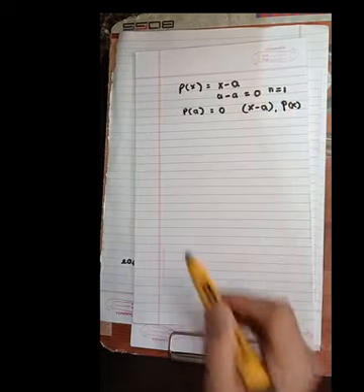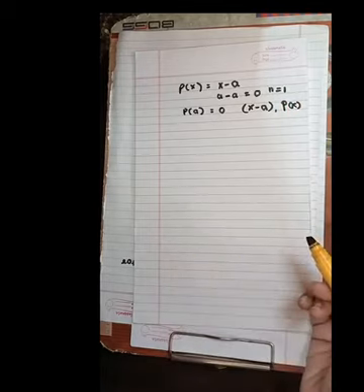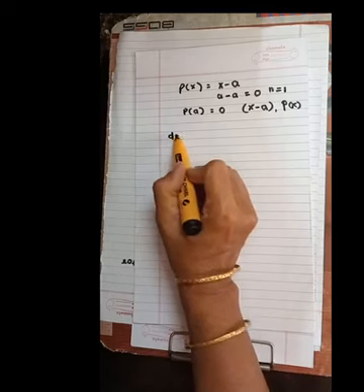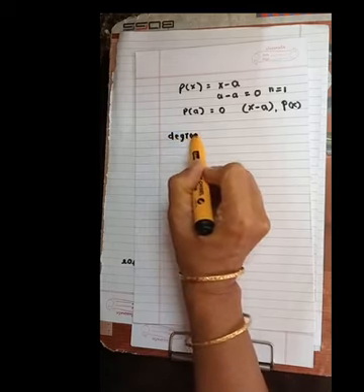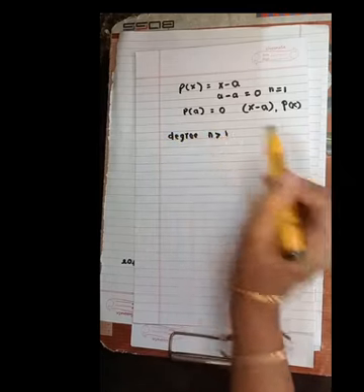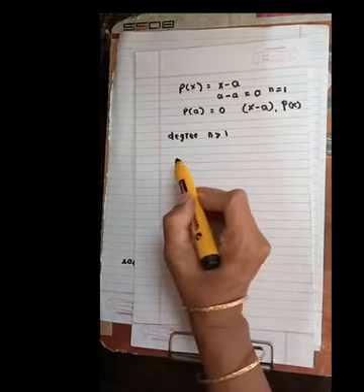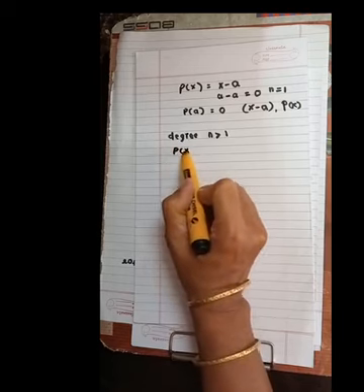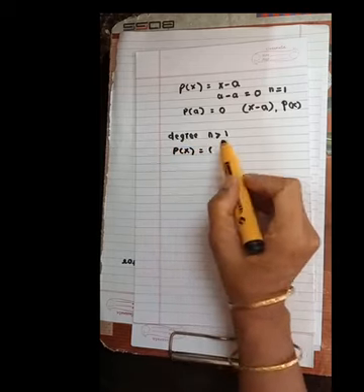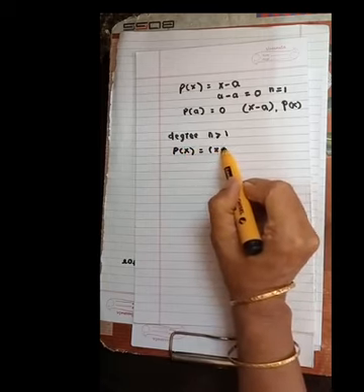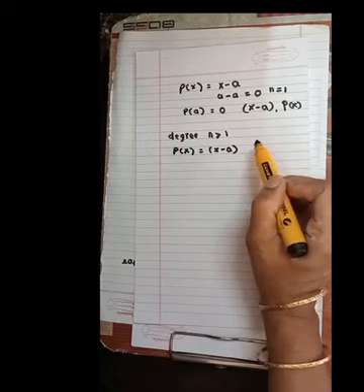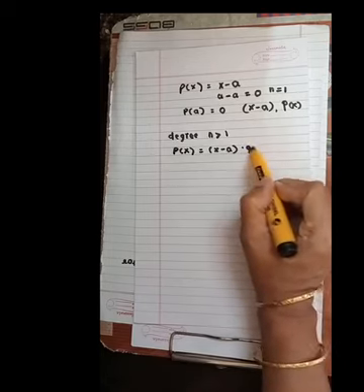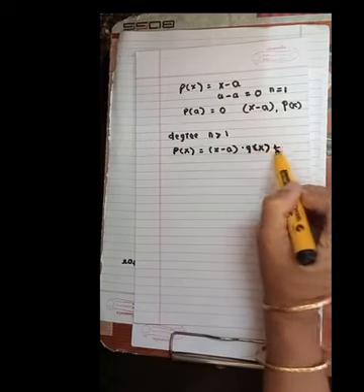Consider a polynomial with degree n greater than 1. By the remainder theorem, what do you get? p(x) is equal to (x minus a) multiplied by q(x) plus p(a).